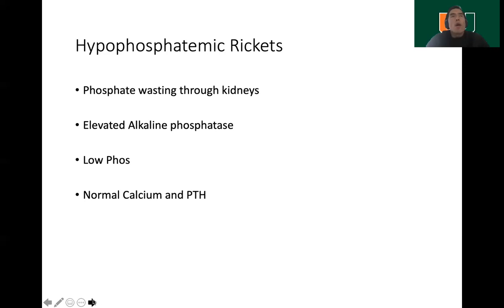Okay, now hypophosphatemic rickets has all three modes of inheritance. It could be autosomal dominant, autosomal recessive, or X-linked. I'm going to be asking you during the quiz. The most common form is X-linked, so we call it X-linked hypophosphatemic rickets, the most common form of hypophosphatemic rickets.